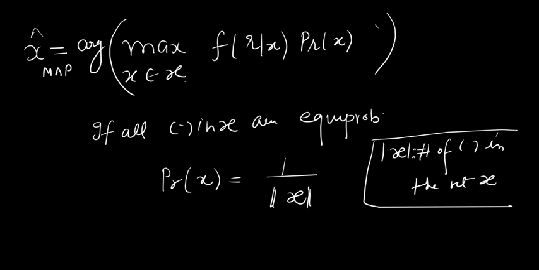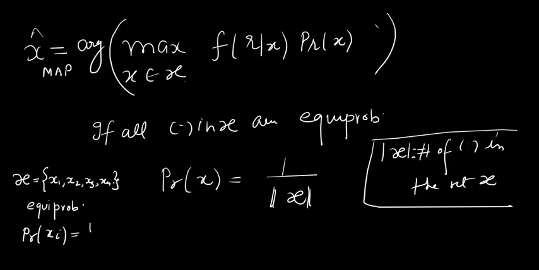So if I have a set X with 4 possible elements and we say that they are equiprobable, it means the probability of each xi is 1 upon the cardinality of X, that is the number of elements, in this case 4. Okay, is this clear? So if all points are equiprobable, does it make any difference? Because whatever X you take from this set, it will have equal probability, right?